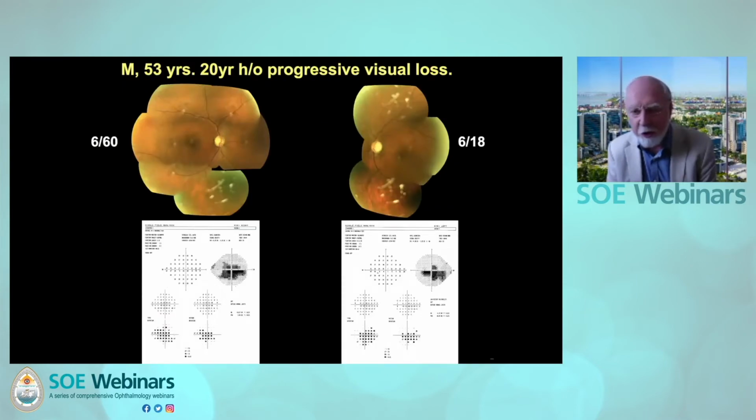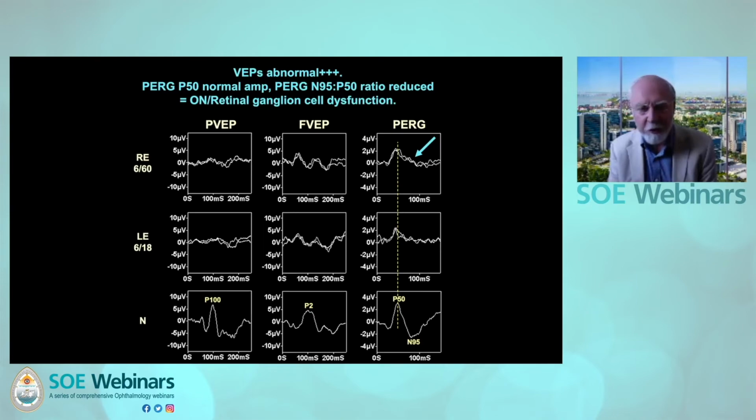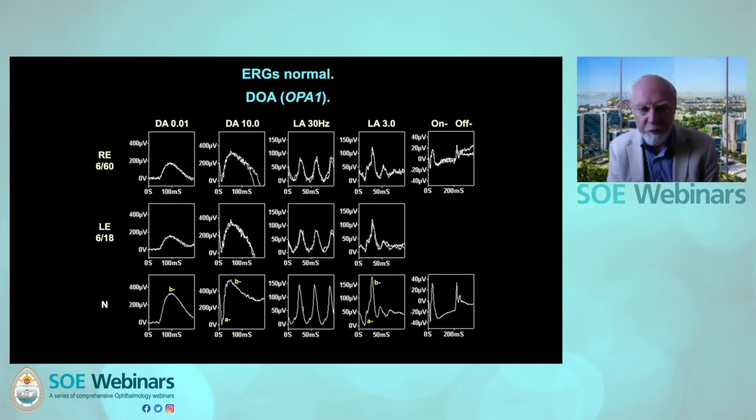And this is a patient who's got pale discs, another patient with pale discs. And here we see central scotoma. And in this patient, the pattern VEPs are undetectable, the flash VEPs are very abnormal. But the PERG now shows a normal P50 component, slightly smaller from the left eye, with reduction in the N95 component, indicative of ganglion cell dysfunction. So this is optic nerve and retinal ganglion cell dysfunction. ERGs are normal, and the patient had a variant in OPA1 and has dominantly inherited optic atrophy.